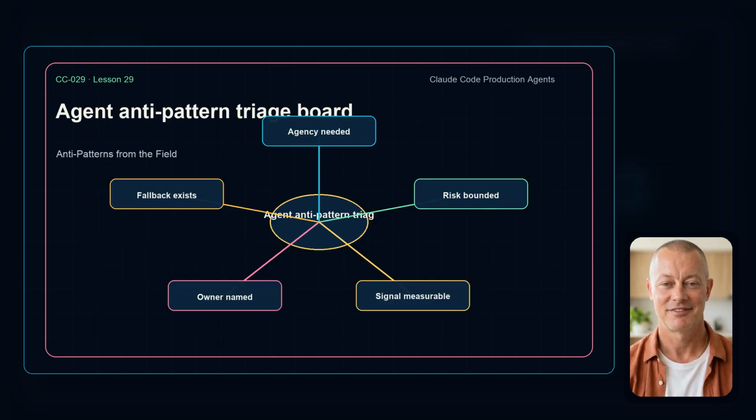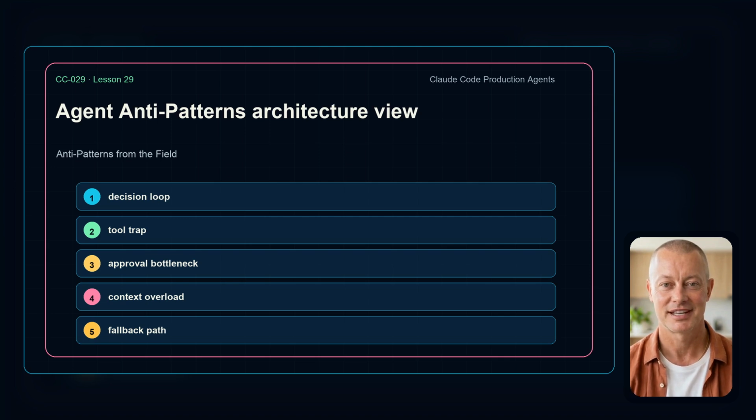The visible artifact is the agent anti-pattern triage board. It has 5 parts: agency needed, risk bounded, signal measurable, owner named, fallback exists. Those parts turn an abstract concern into a concrete review conversation.